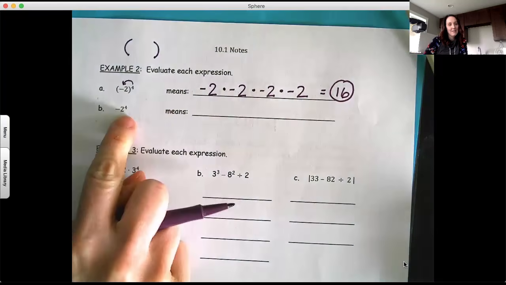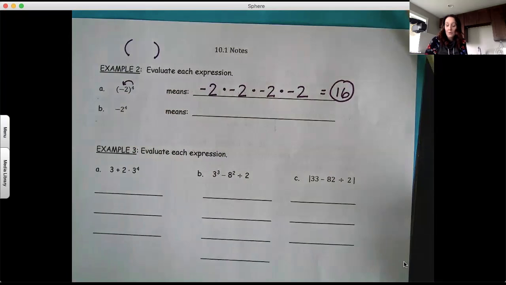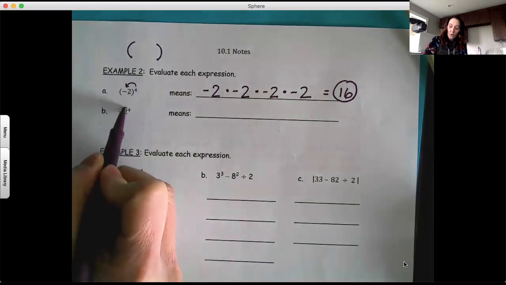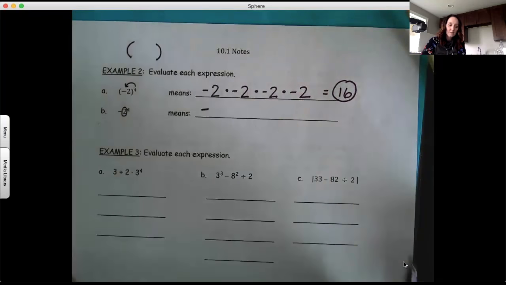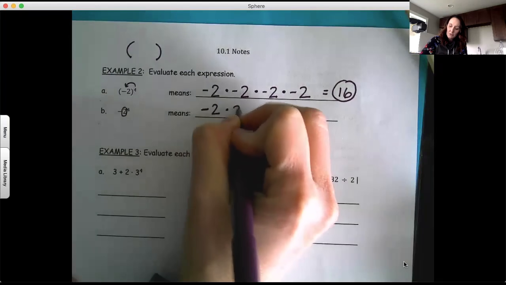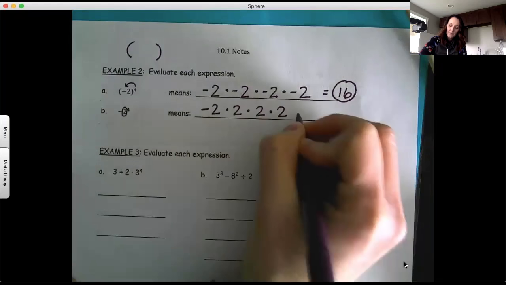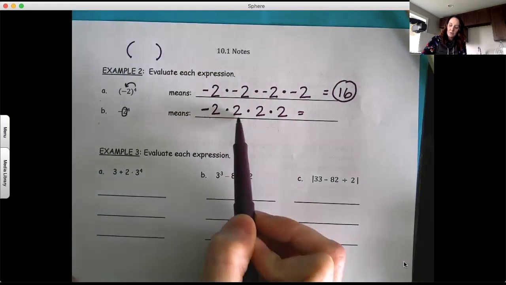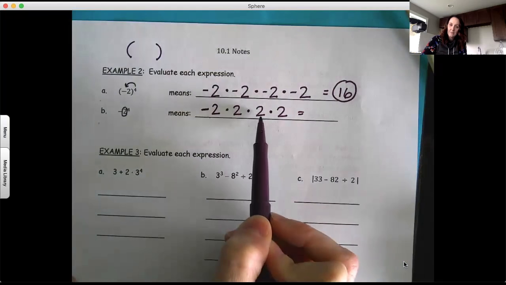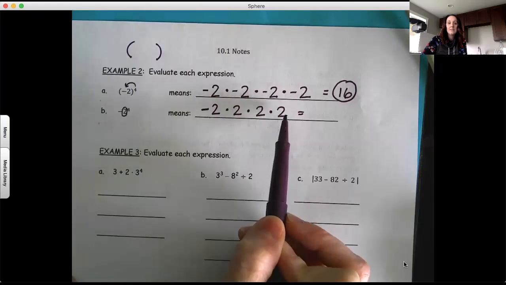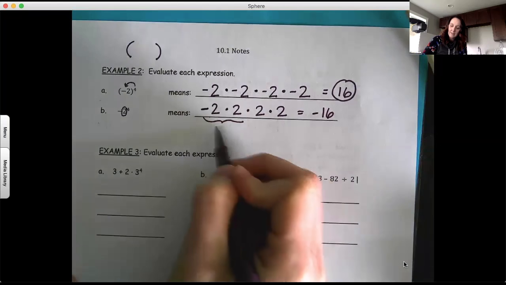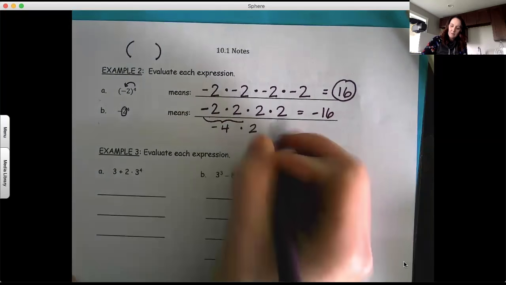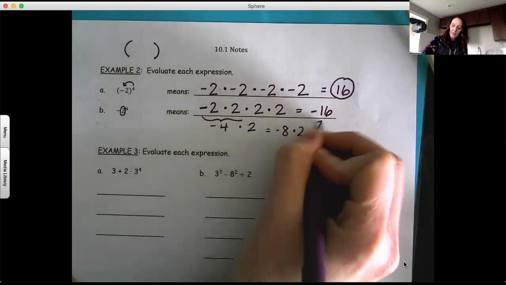Notice in this next piece, I don't have parentheses, okay? So what that means is 4 is only going to the base of 2. So 2 is the only thing that's being repeated. I'm going to keep this negative in front, and I'm going to do 2 times 2 times 2 times 2. And when you do this, a -2 times a 2 is -4, times a -2 is -8, times a -2 is -16. So -2 times 2, I'll repeat that because I think I said it wrong, is -4. You multiply that by 2, that gives you -8. Multiply that by 2, you get the -16.